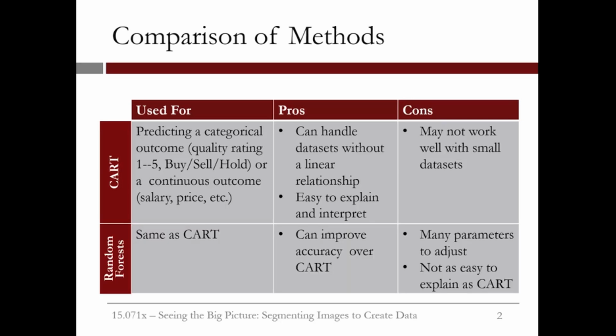Random forests is also used to predict categorical outcomes or continuous outcomes. Its benefit over CART is that it can improve the prediction accuracy. However, we need to adjust many parameters and it's not as easy to explain as CART.